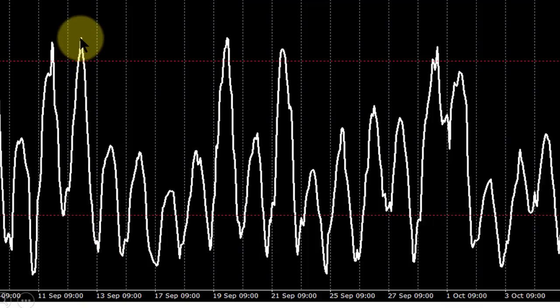So you go peaks in the middle, low point at the end, peaks in the middle, low point at the end, and so on, every day.